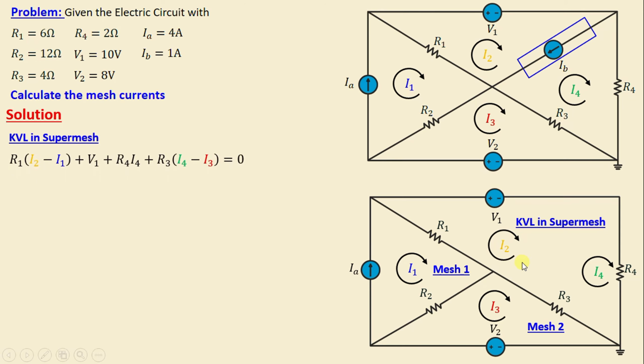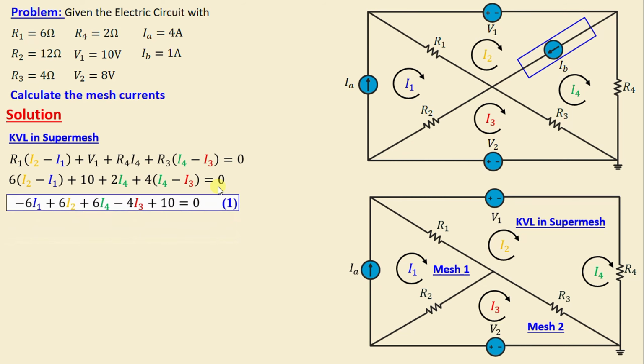We can write R1(I2 minus I1) plus V1 plus R4 I4 plus R3(I4 minus I3) is equal to 0. By replacing the resistors and the voltage with their numerical values, we obtain 6(I2 minus I1) plus 10 plus 2I4 plus 4(I4 minus I3) is equal to 0. If we continue simplifying this equation, we obtain negative 6I1 plus 6I2 plus 6I4 minus 4I3 plus 10 is equal to 0. And I will call this equation 1.